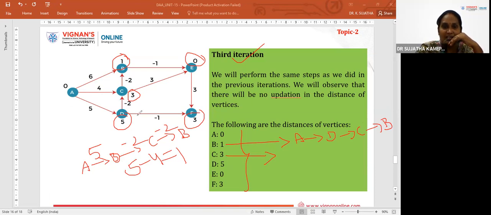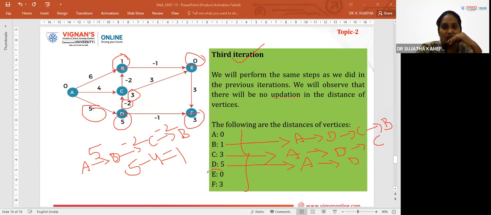Right. Now coming to C. What is the cost coming to C? Here A to D, D to C. Here you can see 5 minus 2, which becomes 3. Right. Next, coming to D. So D is present here. So distance is 5 I am getting. That is, this is a direct path, A to D.